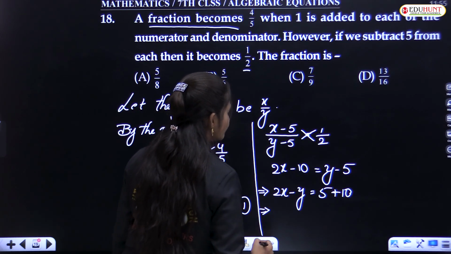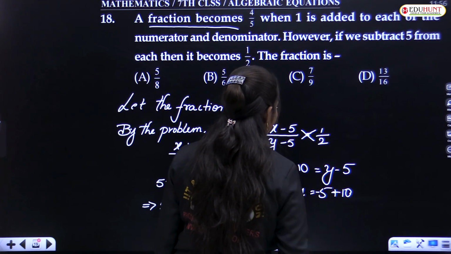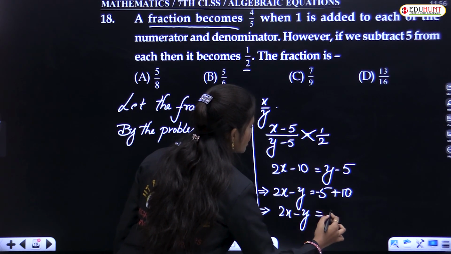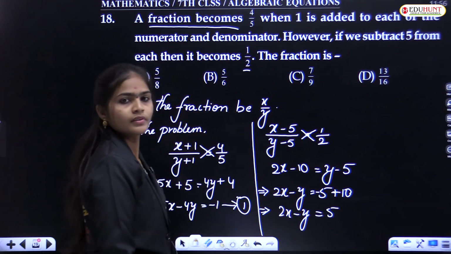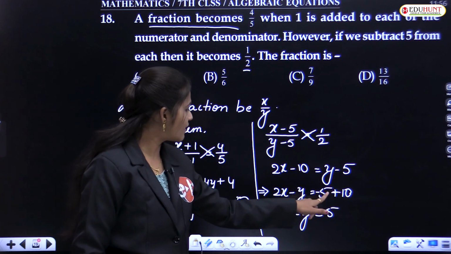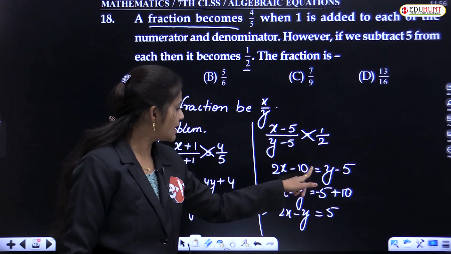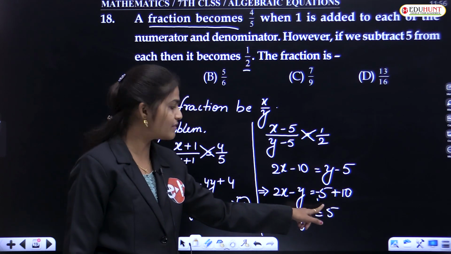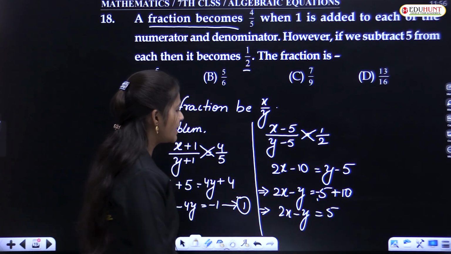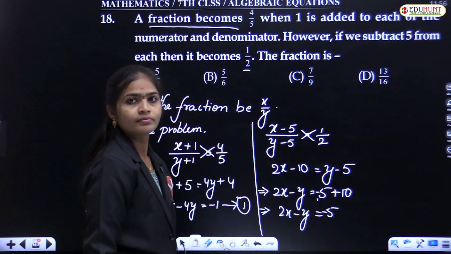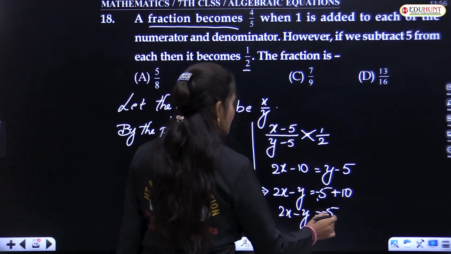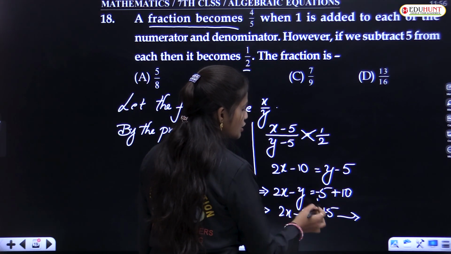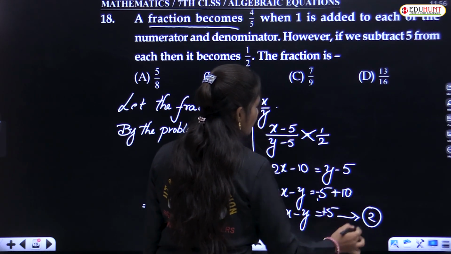So here minus 5 is there, no? So 2x minus y is equal to plus 5. Already here minus 5 is there, so that is a minus 5, plus y becomes minus y, minus 10 becomes plus 10, but here minus 5 is there, no? So we have to write that minus 5 only here. So minus 5 plus 10 is plus 5. So this is equation number 2.